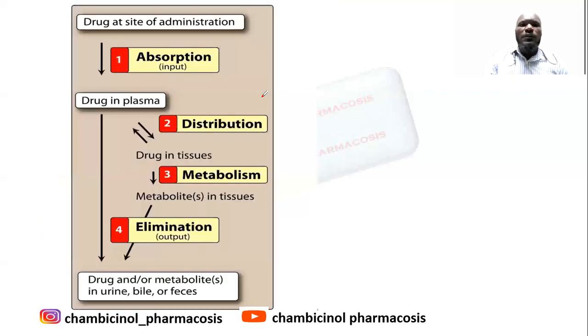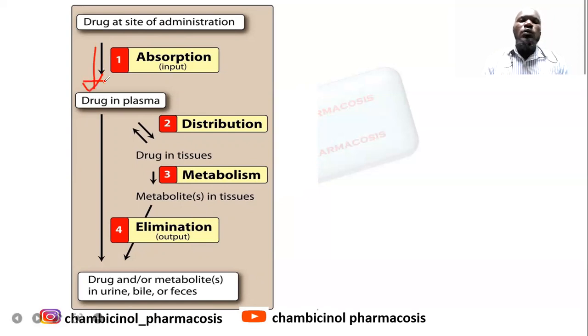So let's start with absorption as one of the pharmacokinetic parameters. As we said, we have 4 pharmacokinetic parameters: absorption, distribution, metabolism, and elimination. As you can see from this diagram, which briefly describes the pharmacokinetic parameters, once the drug reaches the site of administration, it will reach the systemic circulation through the process of absorption.